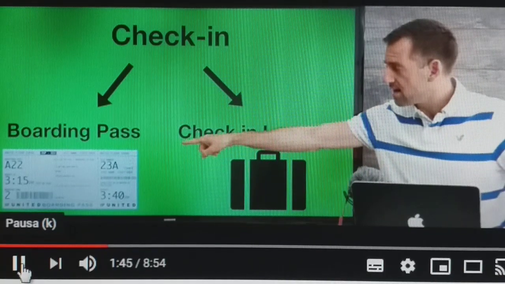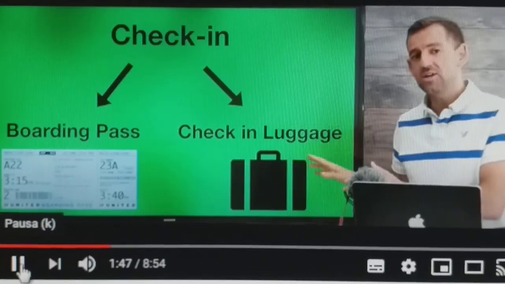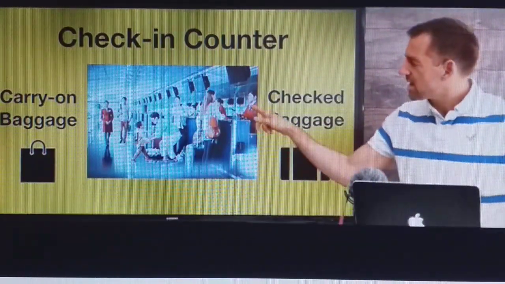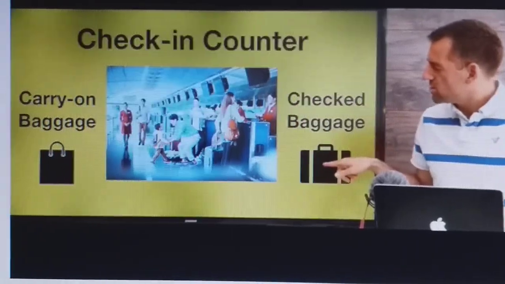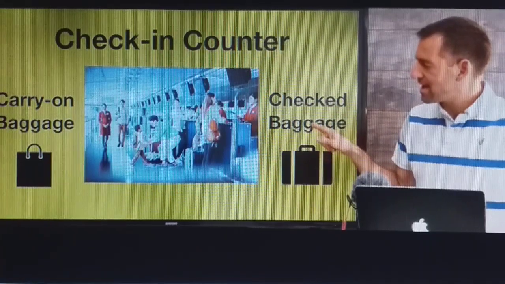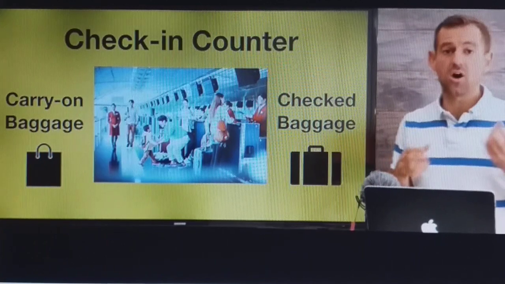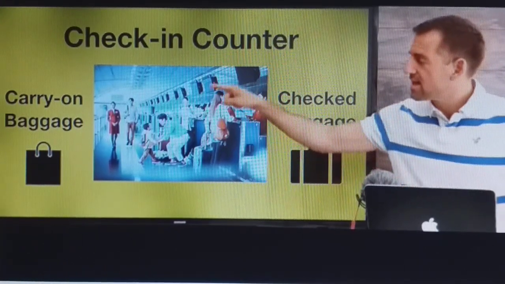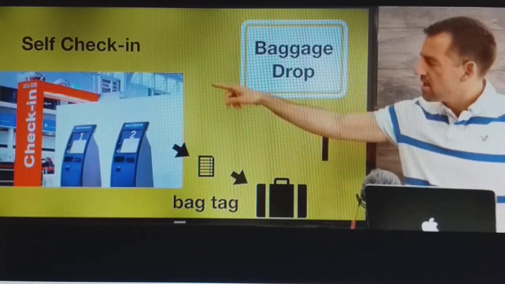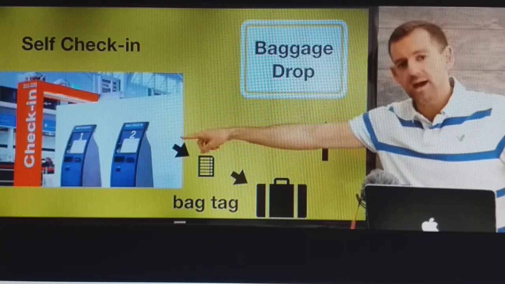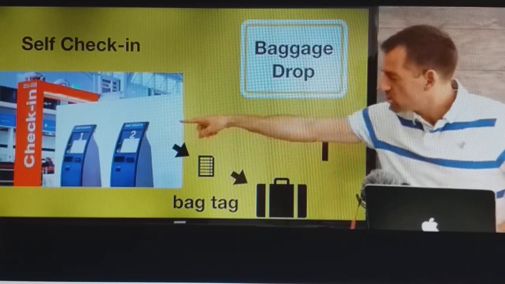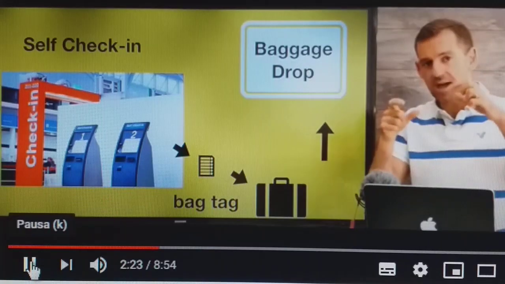You're going to get your boarding pass, and you're going to check in your bags, your luggage, right? So, let's say we're at check-in counter here, okay? Our suitcases are going to be checked right here, and our suitcases are called checked baggage. Now, any bags that we want to take onto the plane with us, that's called carry-on baggage. Now if you do the self-check-in option, then you're going to get your boarding pass and your bag tag from this machine here, right? So you take your bag tag.